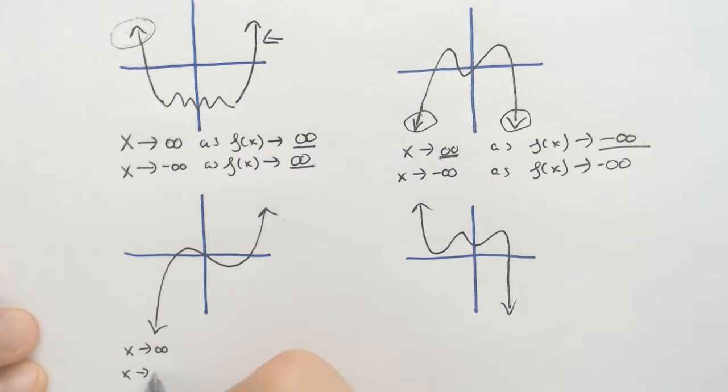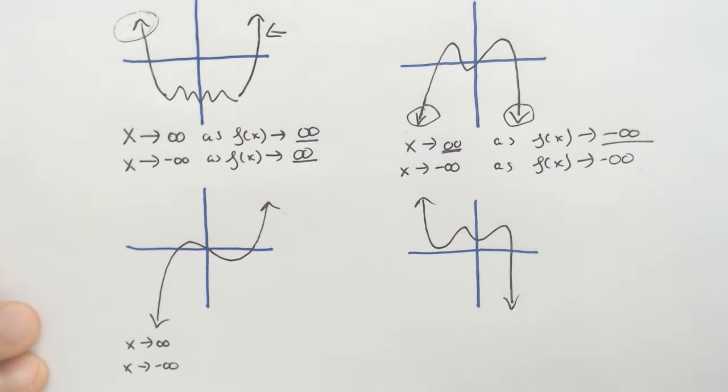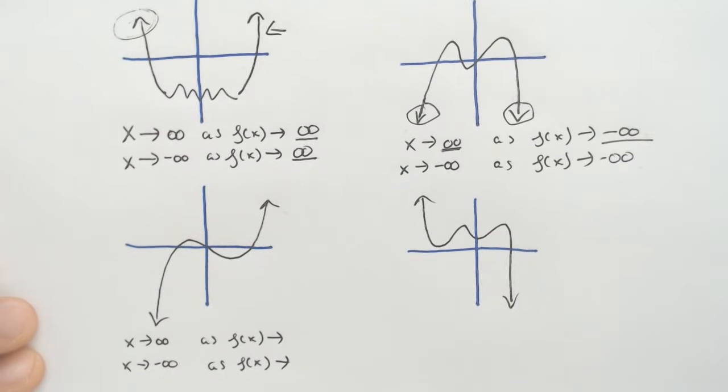It's still going to be x approach positive, x approach negative. That's what these arrows mean, approach. As f of x is doing what? As f of x is doing what? Or are we going up or down? What is the y value doing? So on the right side, that's what this means.